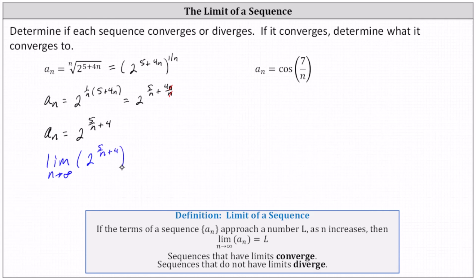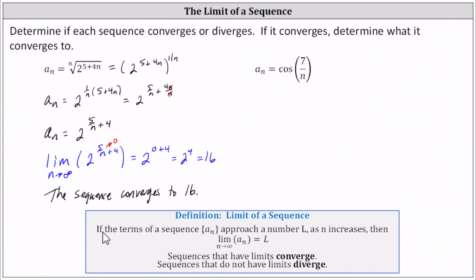And now we need to focus only on the 5 divided by n. We know as n approaches infinity, the fraction of 5 divided by n gets smaller and smaller and approaches 0, which indicates the overall limit will be approaching the value of 2 raised to the power of the sum of 0 and 4, which is simply 2 to the 4th, which equals 16. So because the limit equals 16, the sequence converges, and the sequence converges to 16.